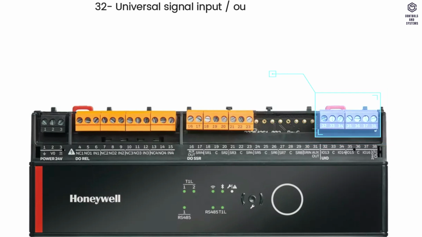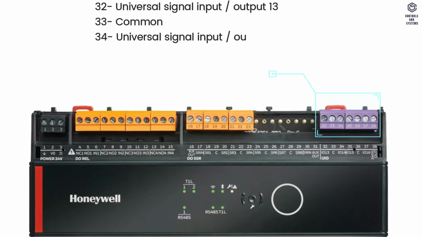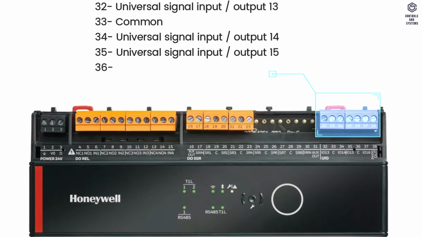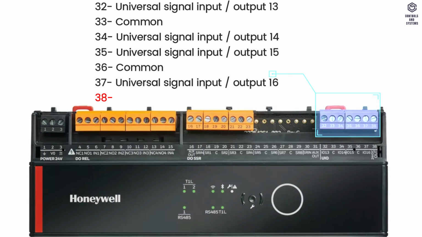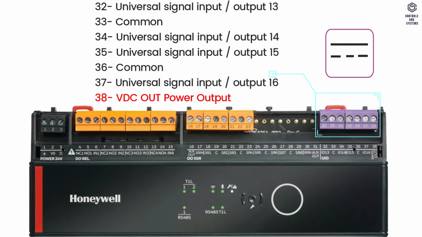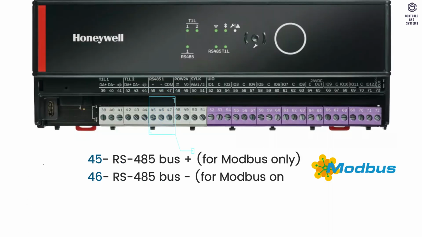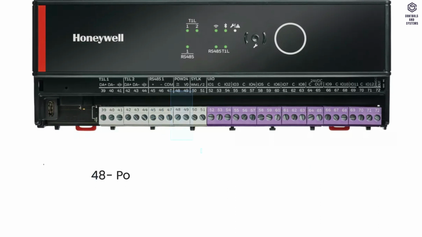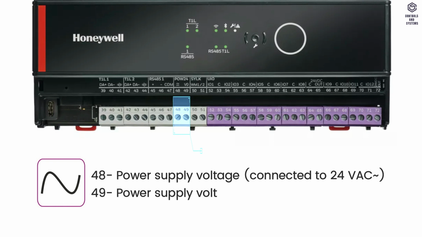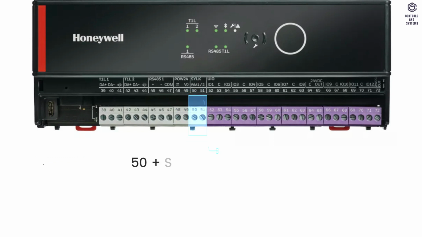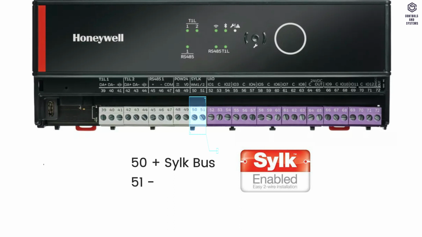Terminals 32 to 37 are universal signal inputs or outputs and commons. Terminal 38 is 24-volt DC power output. Terminals 45 to 47 are the RS-485 bus. Terminal 48 is power supply 24-volt AC. Terminal 49 is power supply 0-volt. Terminal 50 is SylkBus plus. Terminal 51 is SylkBus minus.